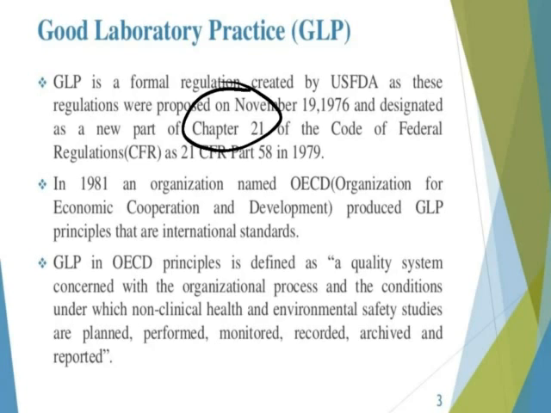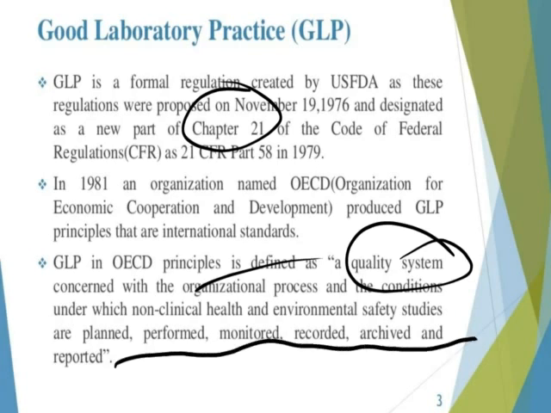A quality system concerned with the organization, process and the conditions under which non-clinical health and environmental safety studies are planned, performed, monitored, recorded, archived, and reported is called GLP. So we are talking about non-clinical laboratories, where studies are performed, monitored, recorded, archived, and reported.